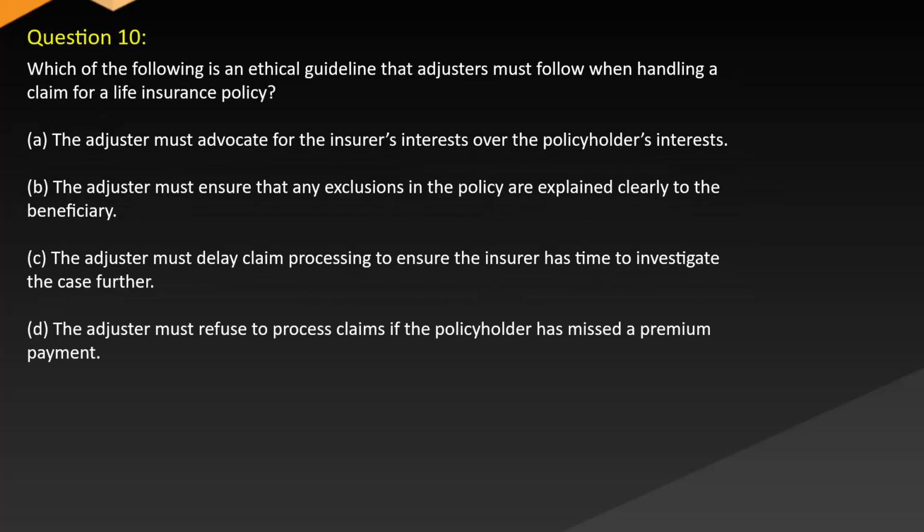Which of the following is an ethical guideline that adjusters must follow when handling a claim for a life insurance policy? A. The adjuster must advocate for the insurer's interests over the policyholder's interests. B. The adjuster must ensure that any exclusions in the policy are explained clearly to the beneficiary. C. The adjuster must delay claim processing to ensure the insurer has time to investigate the case further. D. The adjuster must refuse to process claims if the policyholder has missed a premium payment.